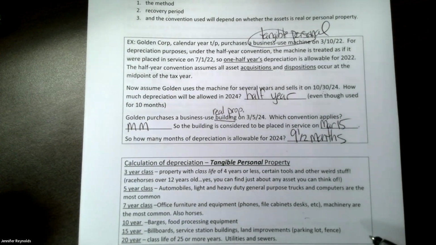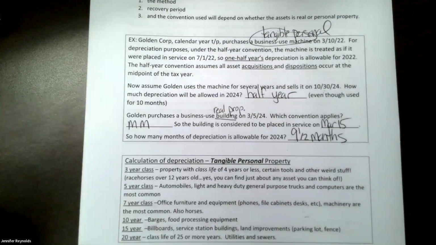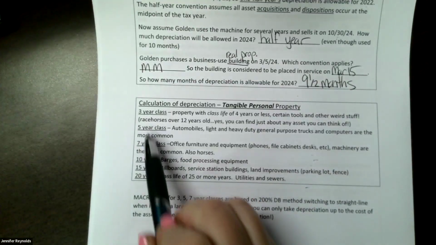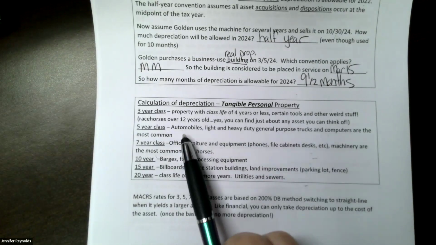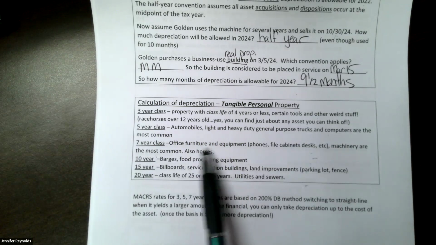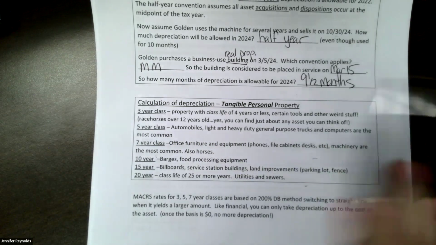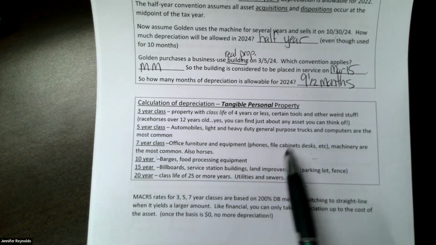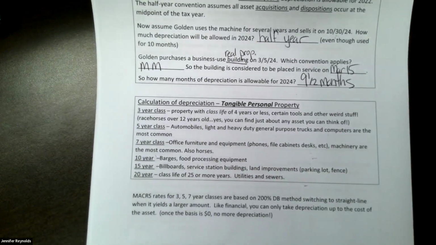So on the test, I'll just tell you it had a 3-year life, a 5-year life, a 7-year life, whatever. Most of the stuff we use, 5 and 7 are the most common. You can see 5 years are computers, automobiles, 7 years like your office furniture and equipment. I'm looking around on my desk and I've got a phone, I've got a file cabinet, I've got a desk and a bookshelf. So those are your most common.